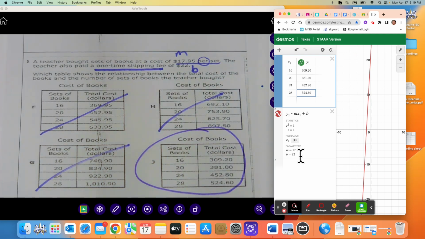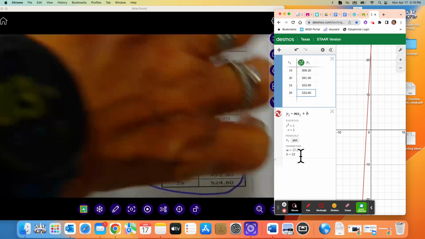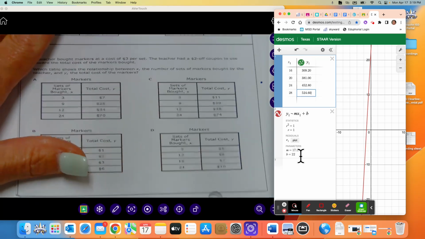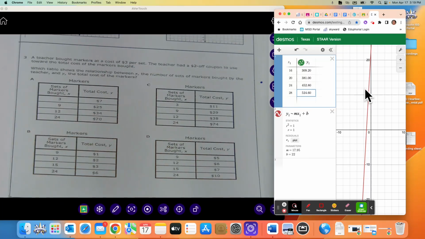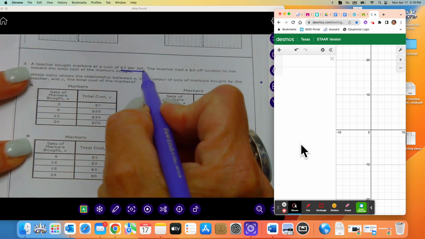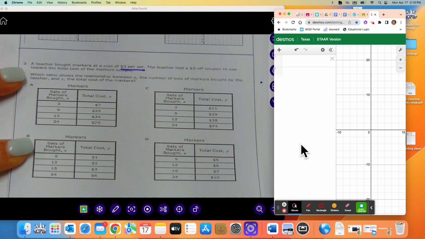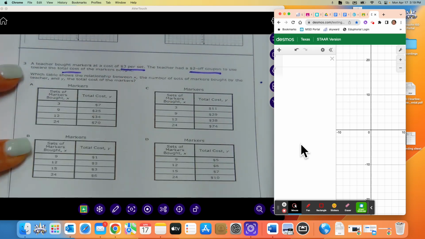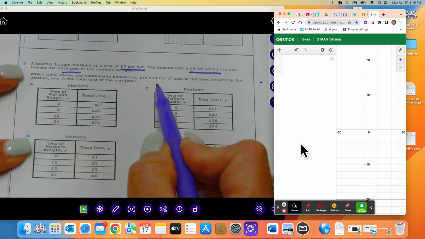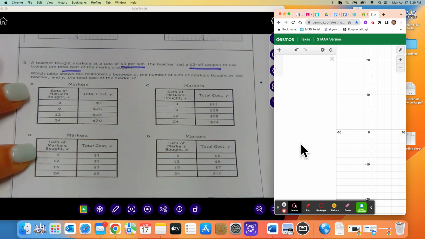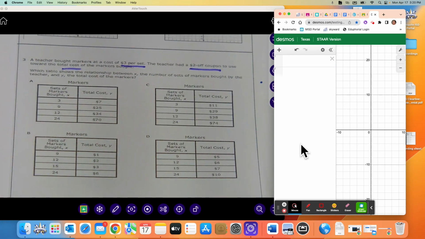Okay, let's look at this one here. Okay, so I'm going to X these out because you want to start over. It says the teacher bought markers at a cost of $3 per set, per being the key word. The teacher had a $2 off coupon to use towards the total cost. Which table shows a relationship between X, the number of sets of markers bought by the teacher, and Y, the total cost?